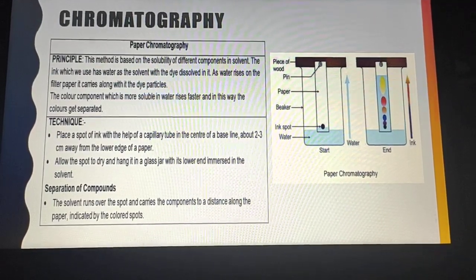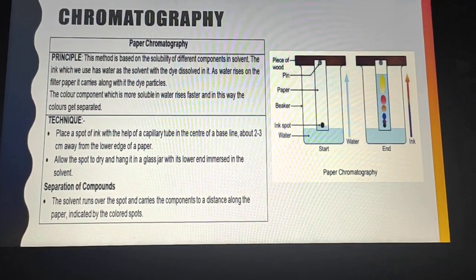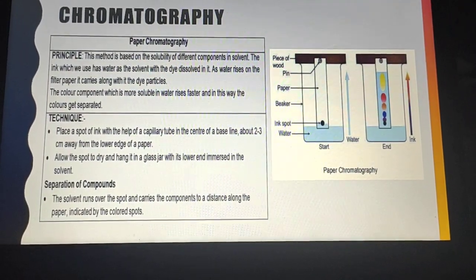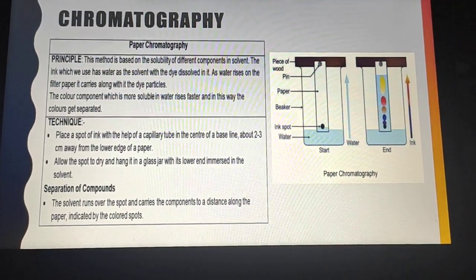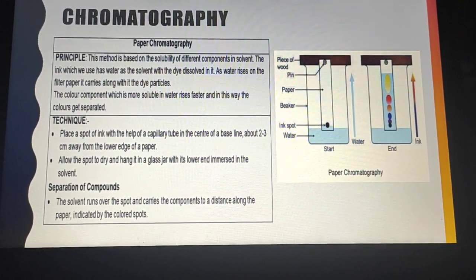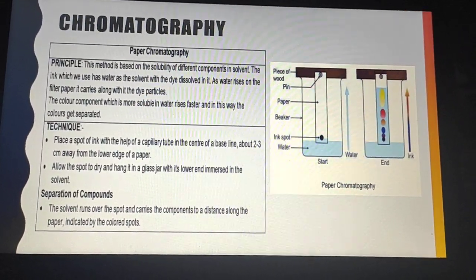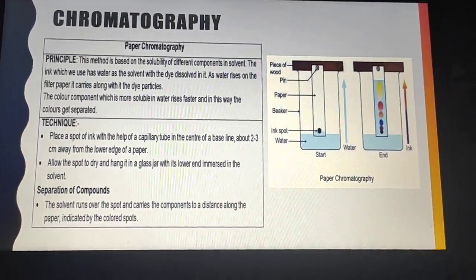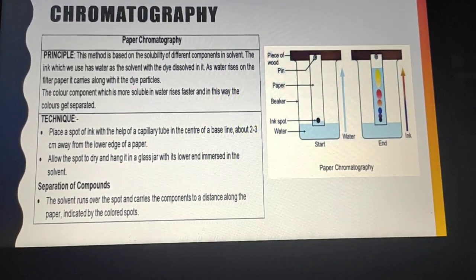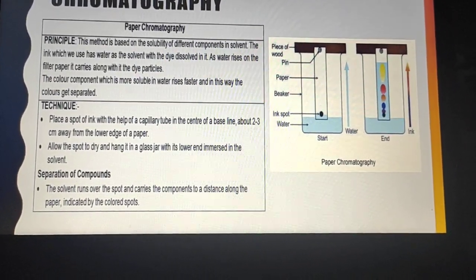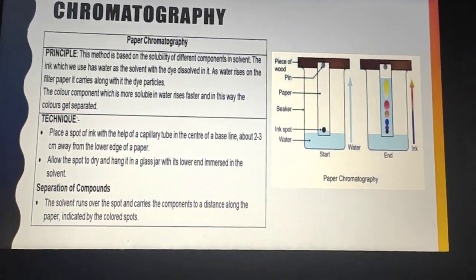Separation of components: the solvent runs over the spot and carries the components to a distance along the paper, indicated by the colored spots. So this color spot traveling indicates that the components of the mixture of ink can be separated easily. This is one of the techniques we use in chromatography. Examples include separation of ink, separation of the different pigments from flowers, or separation of drugs from blood, and so on.